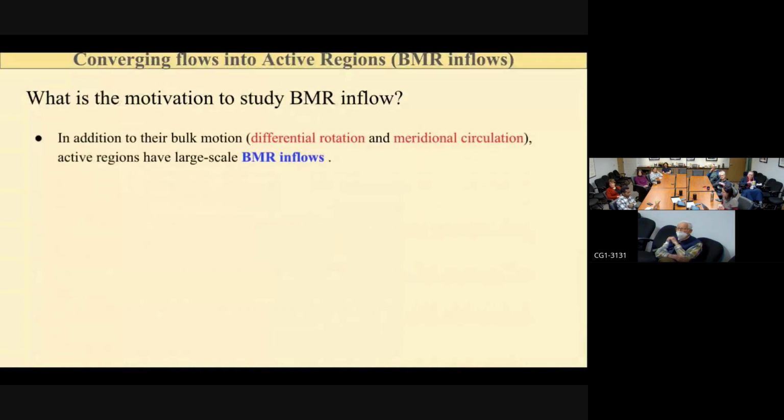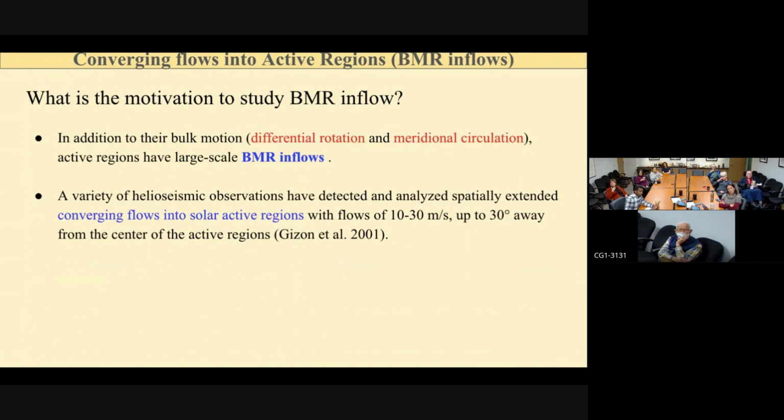Okay. Now let's see the converging flow into the active region. So in addition to the differential rotation and the meridional circulation, the active region has established an internal circulation within the active regions. It's the converging flow into the active region, or BMR inflow. This is observed. A variety of helioseismic observations have detected and analyzed this especially extended converging flow into the active region with amplitude of 10 to 30 meters per second, and it can extend 30 degrees away from the center of the active region.